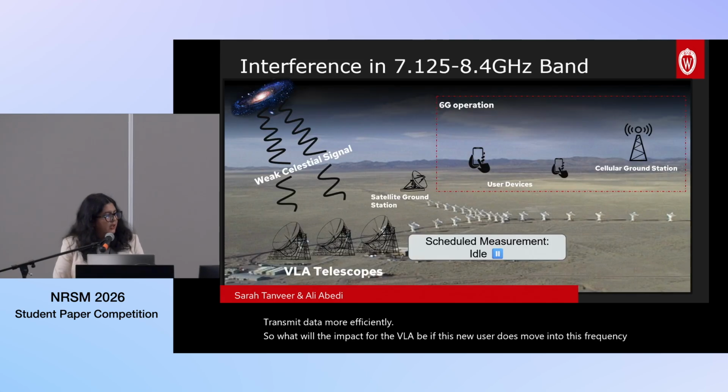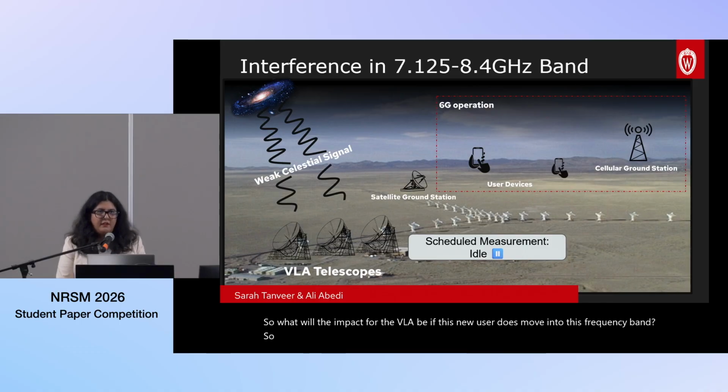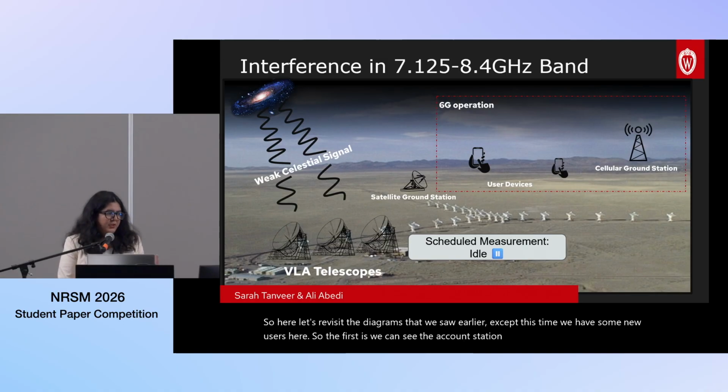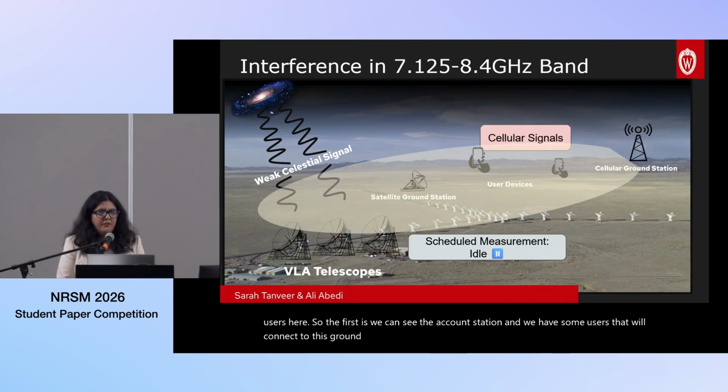So what will the impact for the VLA be if this new user does move into this frequency band? Here, let's revisit the diagram that we saw earlier, except this time we have some new users. The first is the ground station, and we have some users that will connect to this ground station, and then obviously there will be some cellular signals in this band.